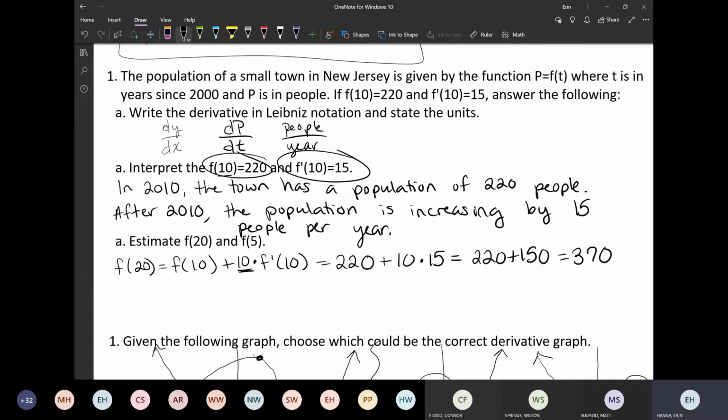Questions on anything I've done so far? Okay, cool. F of 5. We still have to start at f of 10 because that's the only thing we're originally given, and I need to use f prime of 10. But now I need to figure out how many steps I need to take. Well, you always want to do what you want versus what you have. So there's a difference of -5, so we actually have to multiply that value by -5. You could add -5 if you wanted to, but that's the same as subtracting, so I usually don't write it.